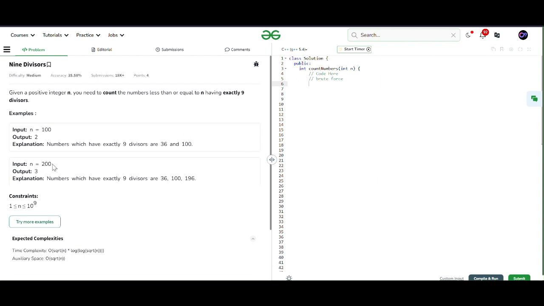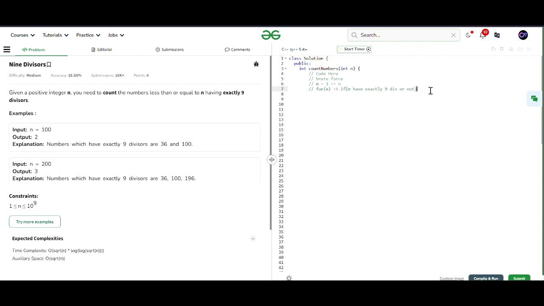For the second test case, n equals 200 and this time the output is 3, as 196 is also a number which is less than or equal to 200 and has exactly 9 divisors. Okay, so it's quite simple if we think with a brute force solution. I can iterate m from 1 to n, and for each m, I will check if m has exactly 9 divisors or not.